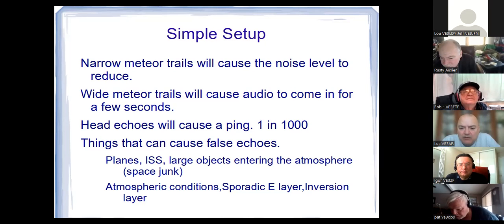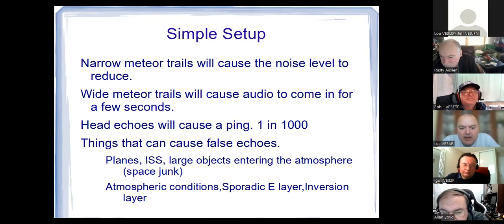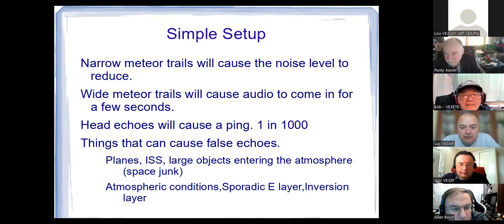So things that can cause you false echoes: planes, the ISS, large objects entering the atmosphere like space junk, atmospheric conditions, sporadic E layer, inversion layers. Now, if you're doing amateur radio stuff, well, some of those are probably beneficial. So they wouldn't be false readings if that's what you're looking for.